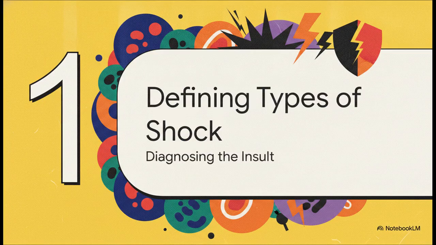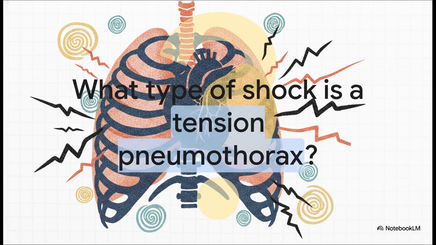Section 1. Defining types of shock, and specifically diagnosing the macroscopic insult. All right, here's our first clinical puzzle. Imagine a patient presenting with a large tension pneumothorax. Is the resulting shock categorized as A. Traumatic, B. Vasodilatory, C. Cardiogenic, or D. Obstructive? Think about the actual mechanics going on here.